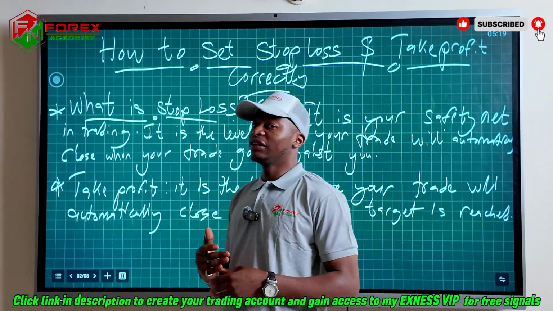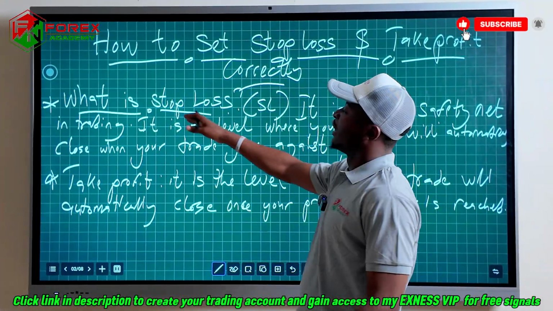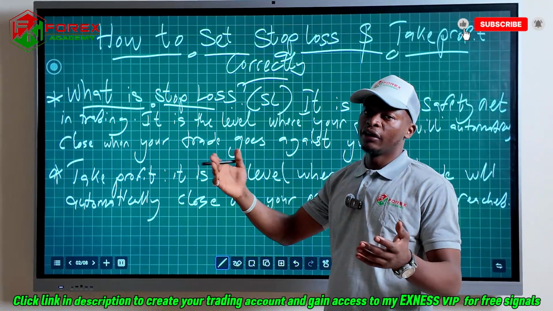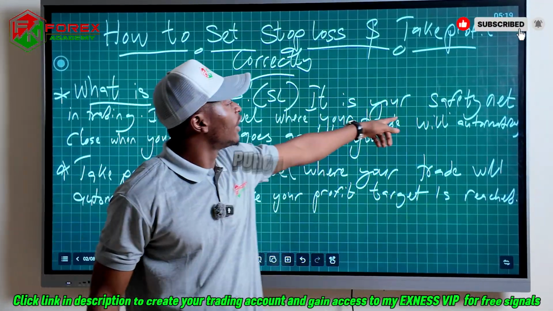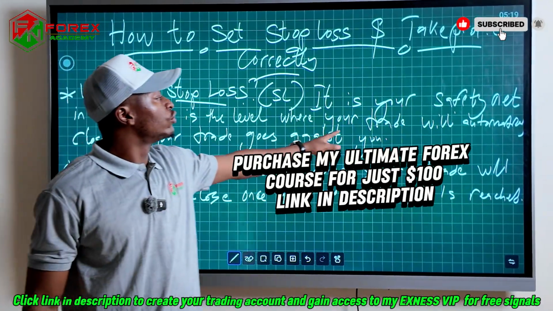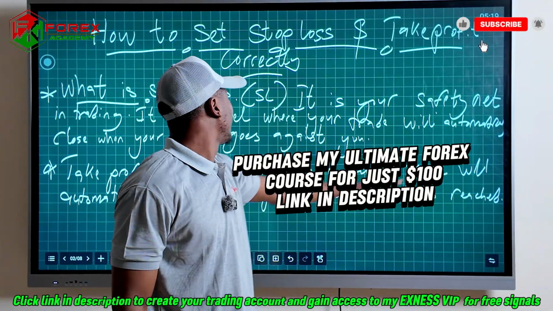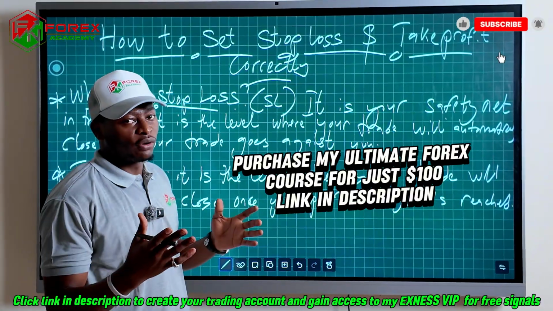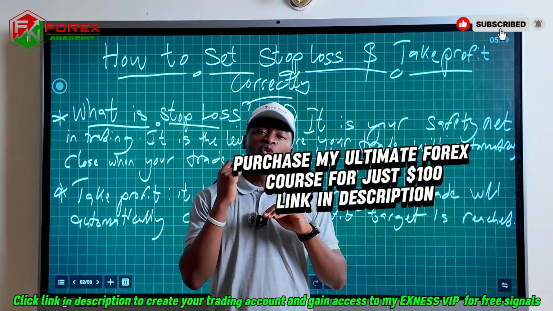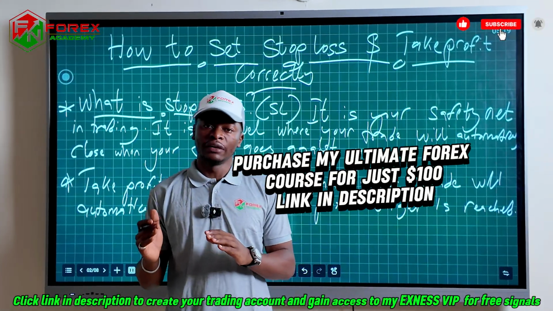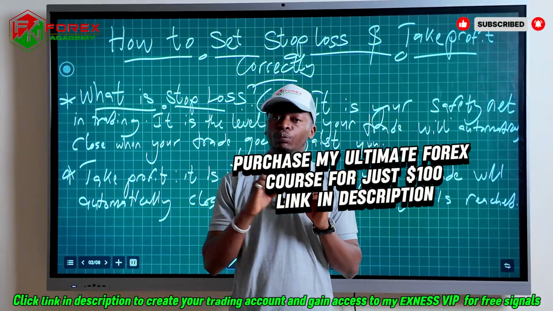First of all, what is stop loss? You might hear some traders saying SL, right? So SL is your safety net in trading. It is a level where your trade will automatically close when your trade goes against you. That is the level where you want your trade to close when the market starts going against you. That position is where you put your stop loss.